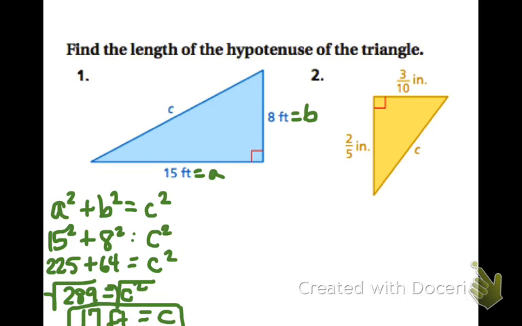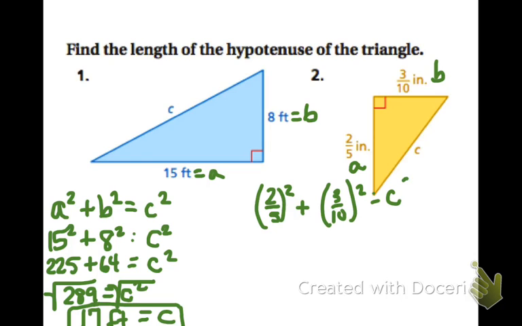Looking at number 2, we can make this side A and this side B. It really does not matter because addition is commutative. So 2 over 5 squared plus 3 over 10 squared equals C squared. Remember, when you have a fraction, you square the numerator and you square the denominator, so 4 over 25 plus, that's a squared, and this is b squared, 9 over 100 is all equal to c squared. I apologize for that. So 4 over 25 plus 9 over 100 is equal to c squared.